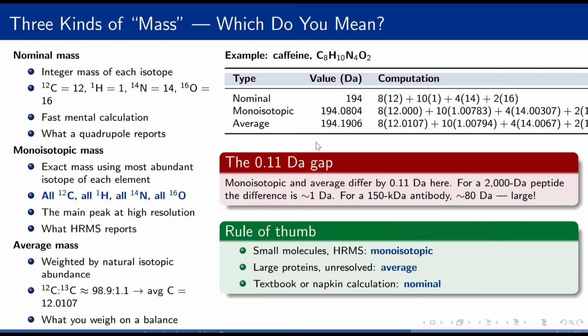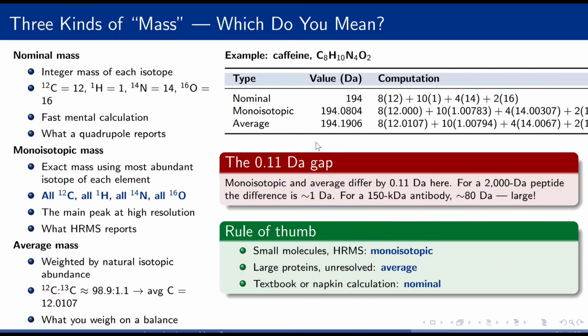Mass concepts. We have to be careful when we say mass because there are actually 3 different masses for any molecule, and you need to know which one applies in a given context. The nominal mass uses integer atomic masses. Carbon 12 is 12, hydrogen 1 is 1, and so on.